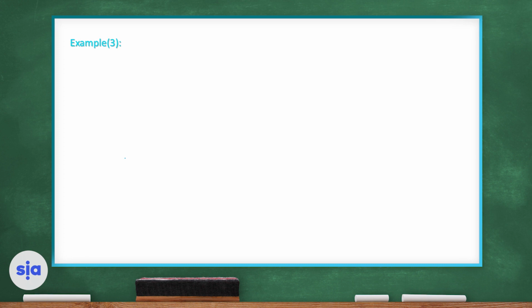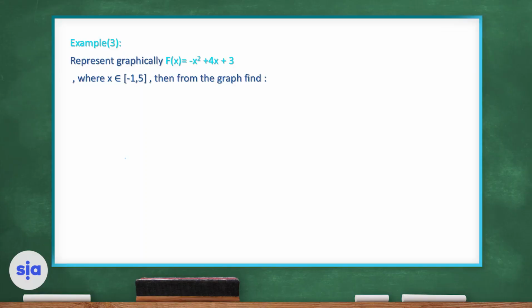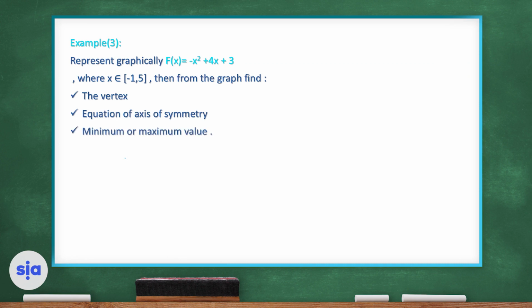Let's move on to example 3. Same thing. Please, now it's your turn to practice. Pause the video, answer it yourself, and then once you're done, you can just play the video again to check your answer. Here, the x belongs to the interval from -1 closed until 5. We can get the vertex, the equation of axis of symmetry, and the minimum or maximum value.